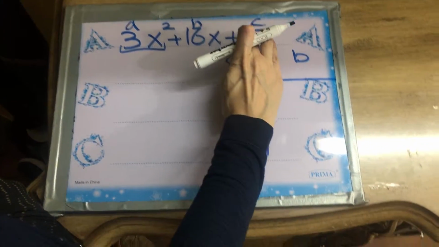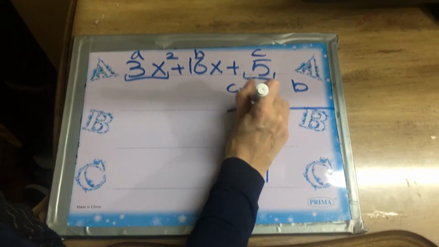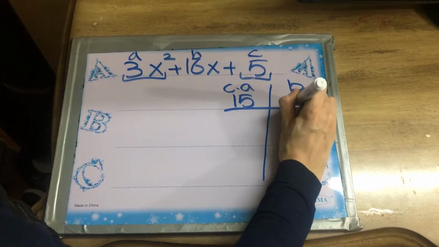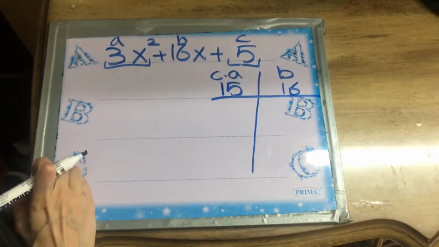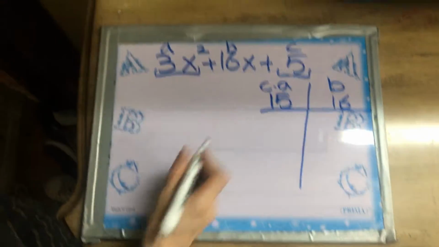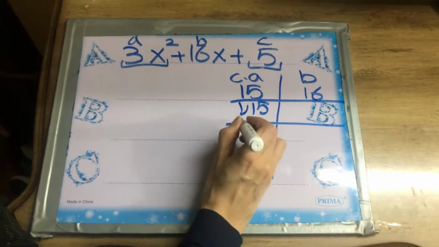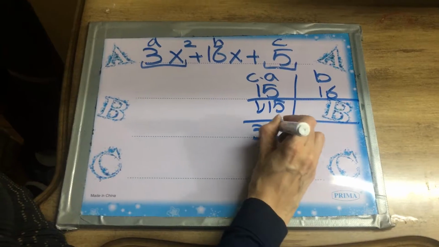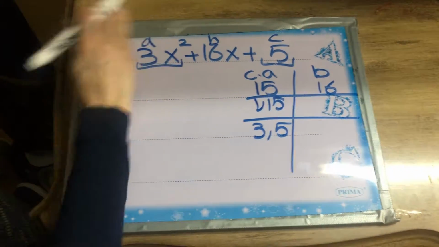So 3 times 5 is 15. And B is equal to 16. Now the same thing. We have to find numbers that, if we multiply them by each other, will give us 15. 15 is the product of 1 times 15 and 3 times 5. As we said in the previous one, we didn't have an A here.